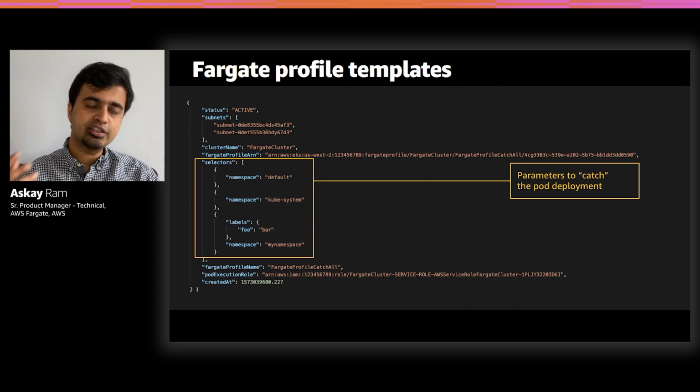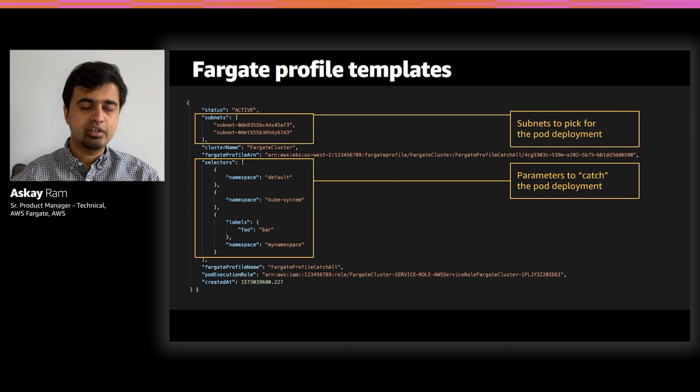So you want to add those namespaces of those applications here so they get scheduled onto Fargate. You get to add availability zones in the form of subnets. So you want to spread your pods across multiple availability zones for highly available infrastructure. And that's something you can do by spreading multiple subnets and giving us multiple subnets to place your pods. And you have the IAM role.